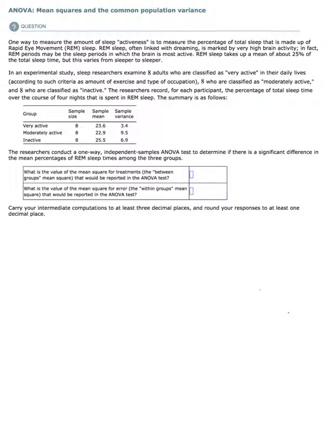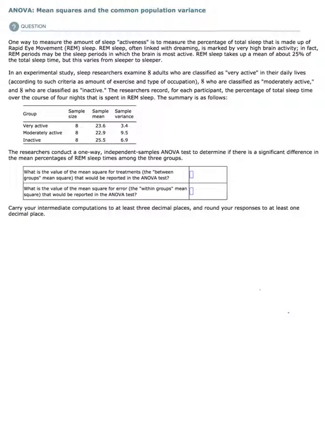sleeper. In an experimental study, sleep researchers examined 8 adults who are classified as very active in their daily lives, according to such criteria as amount of exercise and type of occupation. 8 who are classified as moderately active, and 8 who are classified as inactive. The researchers record, for each participant, the percentage of total sleep time over the course of 4 nights that is spent in REM sleep. The summary is as follows.